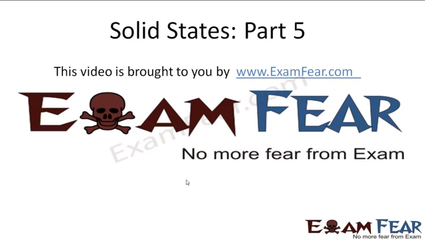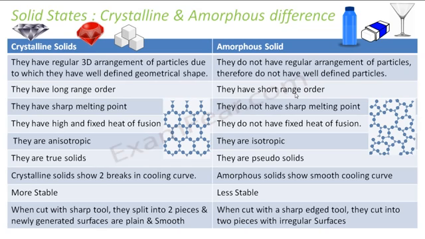So we have studied about crystalline and amorphous. Let's understand the difference once again in a tabular fashion. If we talk about the crystalline, the examples are diamond, quartz, sodium chloride, that is NaCl, common salt. If we talk about the amorphous, the common examples are plastic, rubber and glass. The first difference was that crystalline solids have a regular 3D arrangement of particles, due to which they have a well-defined geometrical shape. Amorphous solids do not have a regular arrangement and do not have a well-defined shape.